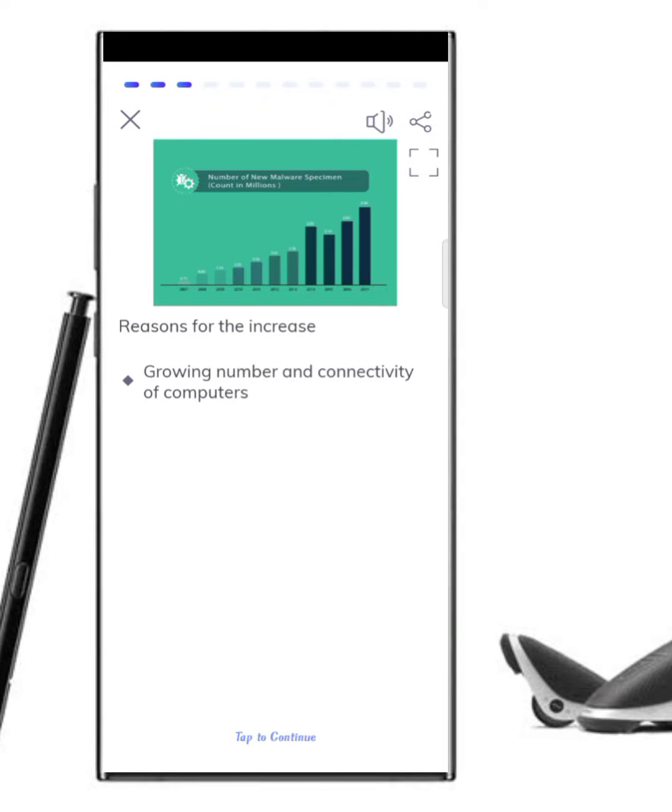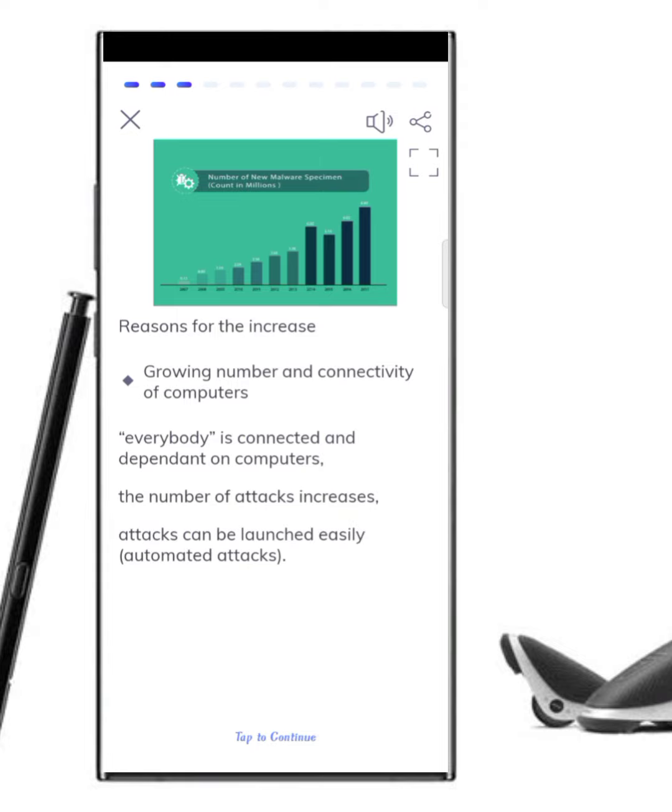Growing number and connectivity of computers. Everybody is connected and dependent on computers. The number of attacks increases. Attacks can be launched easily, including automated attacks.